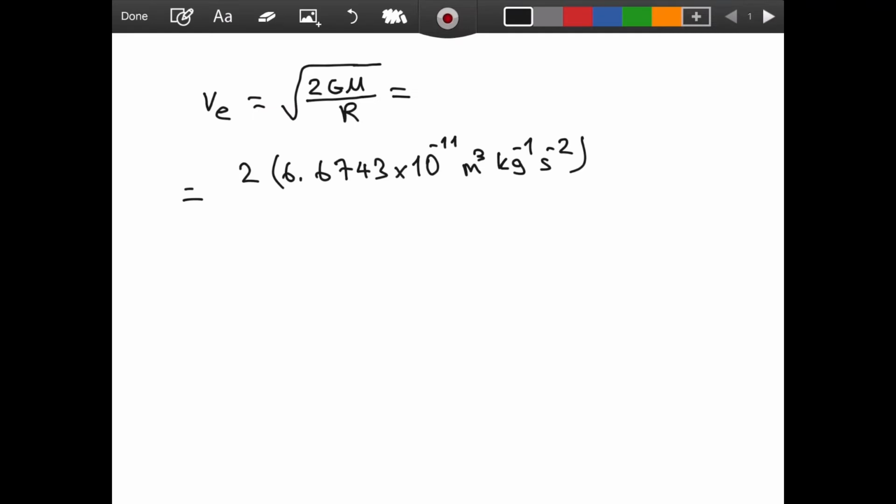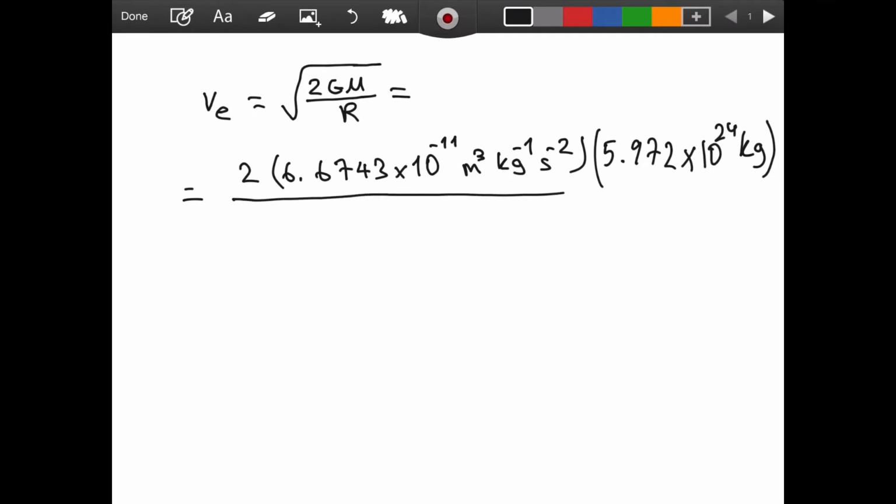Now what about M, the mass of the Earth? The mass of the Earth, it turns out, is equal to 5.972 times 10 to the power of 24 kilograms. This is a huge mass. This is incredibly huge, and it should make sense to you that it is a big number because the Earth is huge. And then we have r, the radius of the Earth.